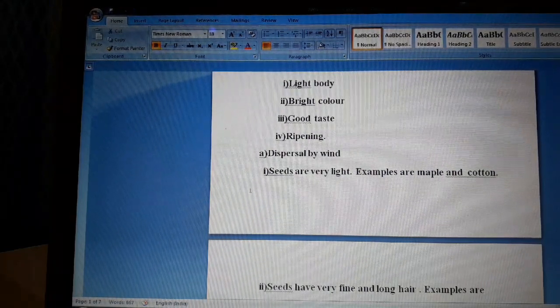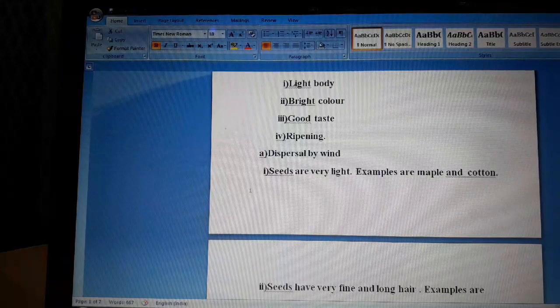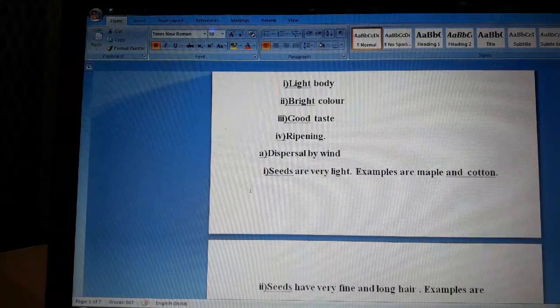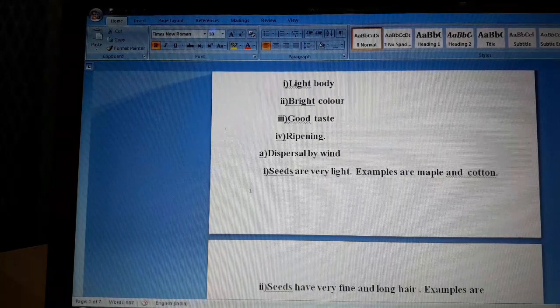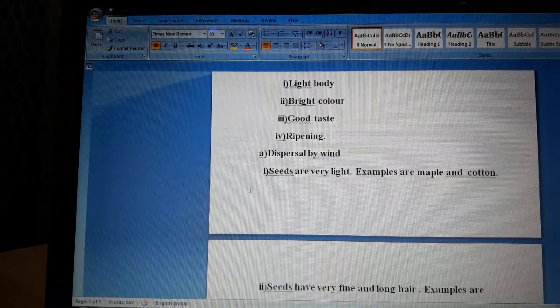In Bengali we say when the fruit is ripe, and in Hindi you say when it is ripe. It falls on the soil, and where it falls, a new plant grows from it.